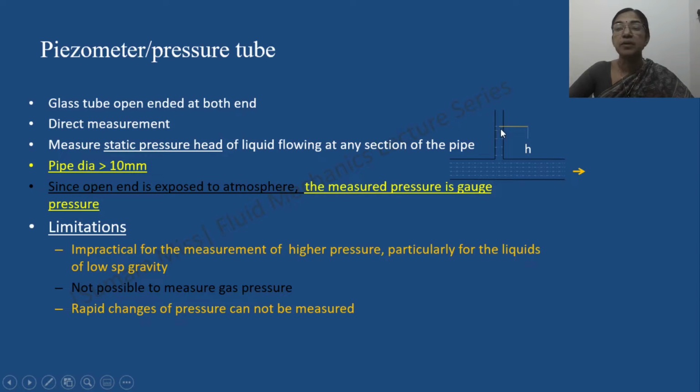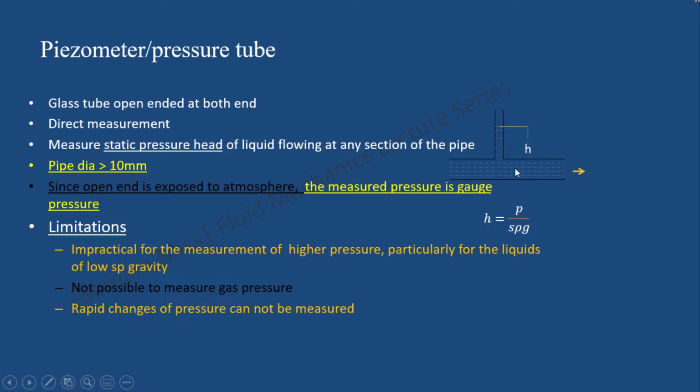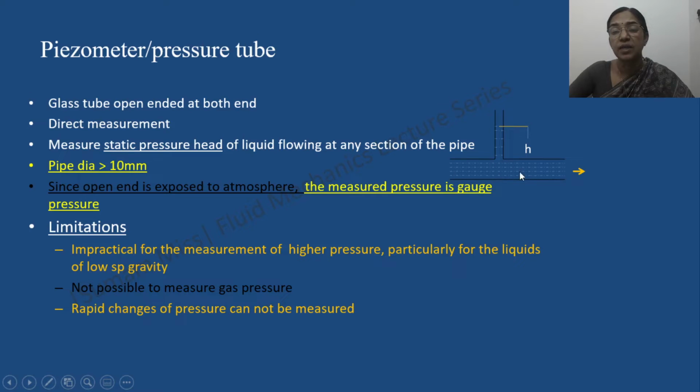If you want to use a piezometer for the measurement of the pressure of a gas, it cannot be used because for a gas there is no free surface. So the piezometer cannot be used for the measurement of gas pressure. Another limitation is that it cannot measure rapid changes of pressure, because the piezometer is intended to measure static pressure head. If the liquid that is flowing is of high velocity, then the bottom portion of the piezometer must be flush with the surface so that the velocity of the flowing liquid will not affect the reading.